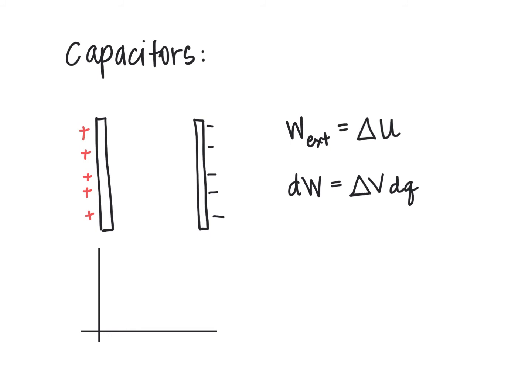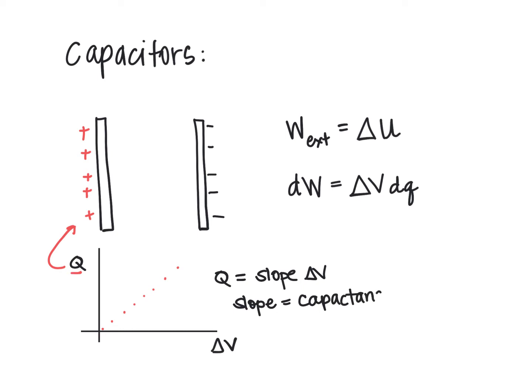This would mean that graphically, as our potential difference is changing, the charge is also changing. And as we added charge from the right side to the left side, we were increasing the charge on the plate. So this Q will represent the total charge on the left plate. This relationship is linear. And so Q will equal some slope value times delta V. The slope is referred to as the capacitance. So that means that Q is equal to C delta V.